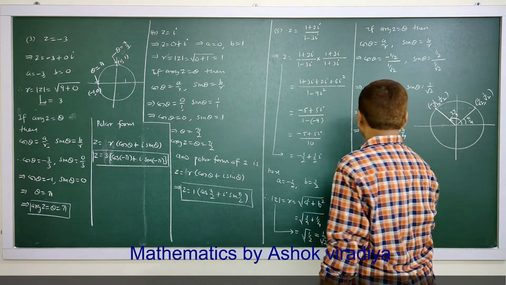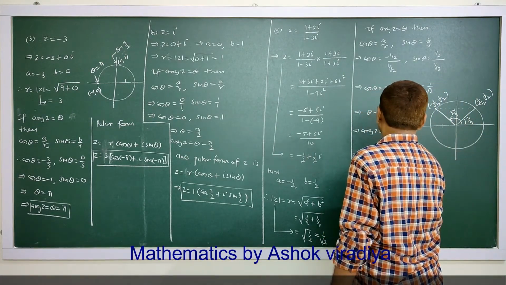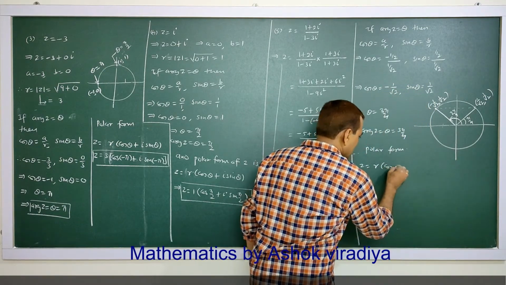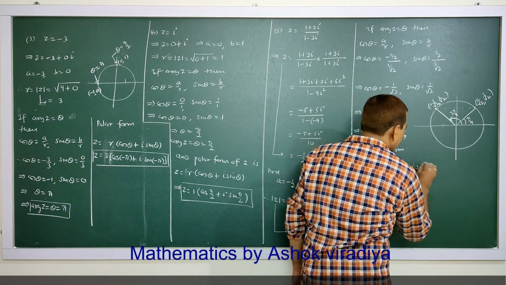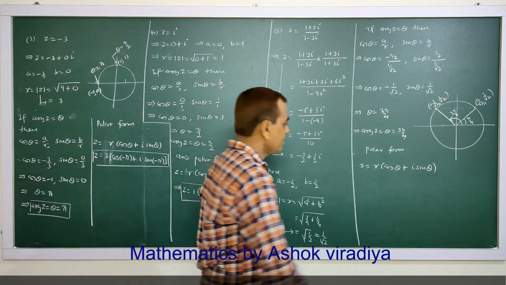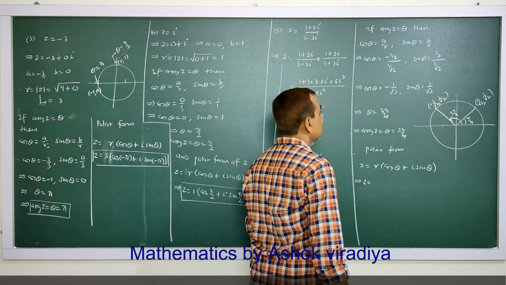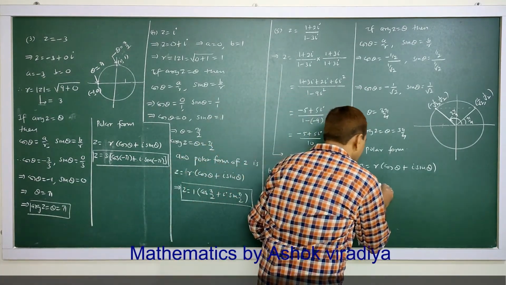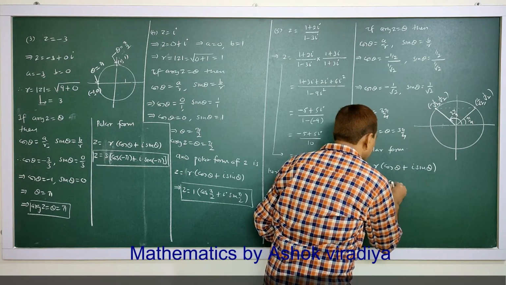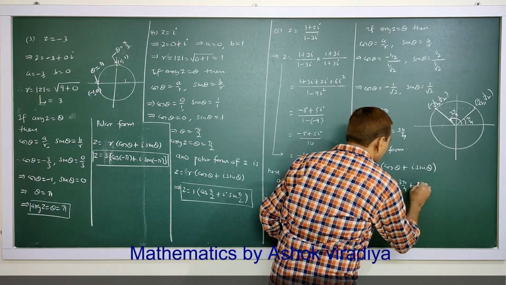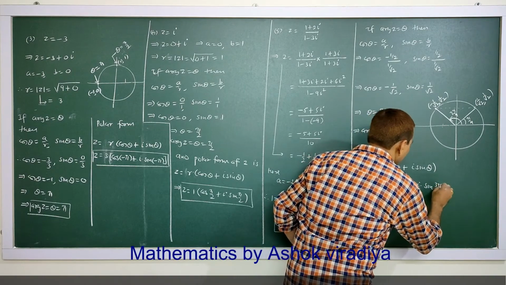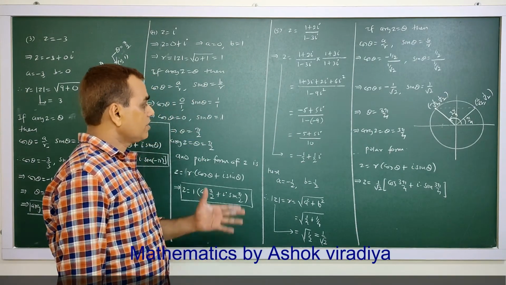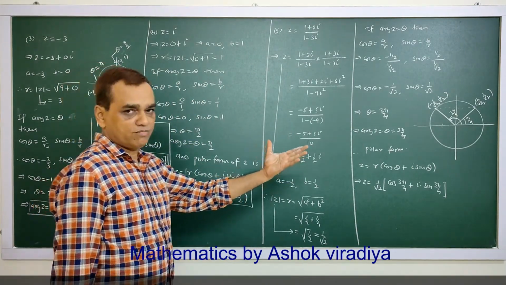Therefore, the polar form is z equal to r into cos theta plus i sin theta. That is, z equal to, r is 1 by root 2, 1 by root 2 into bracket cos of 3 pi by 4 plus i into sin of 3 pi by 4. So that is the required polar form.